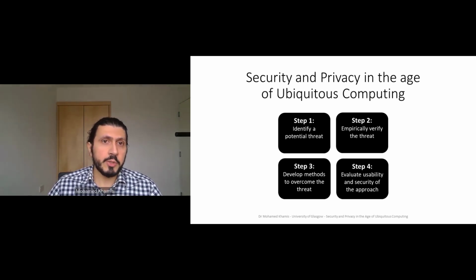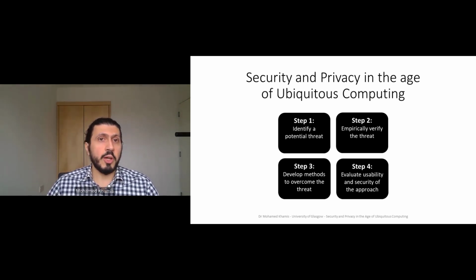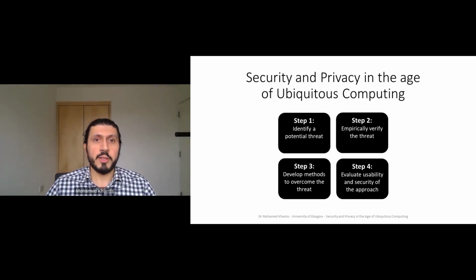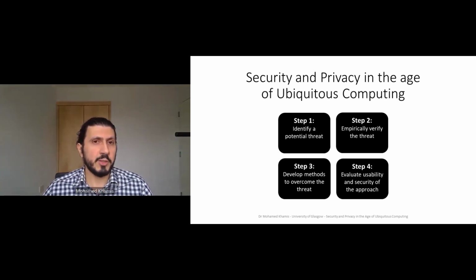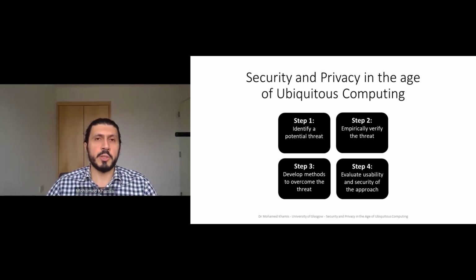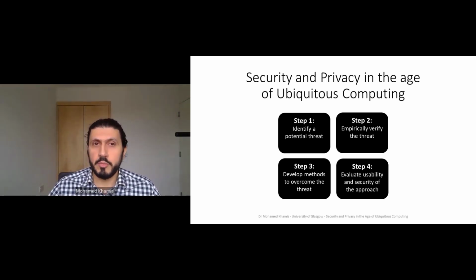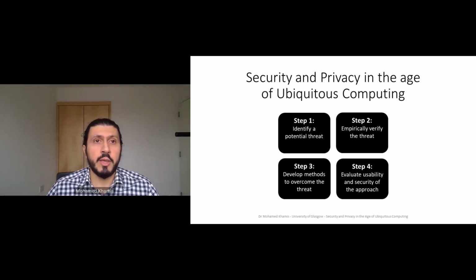And then the third step is to develop methods to overcome this threat. And the final step is to evaluate usability and the security of the approach. So here I say usability again. And actually, this is an iterative process. Usually, after evaluating the usability and security, we might go back to step 3 and revisit the development of our method, change things about it, evaluate it again, and so on.